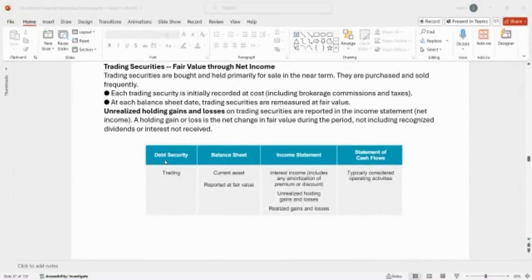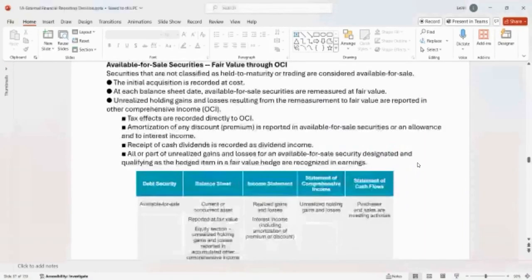With trading securities, they are represented on the balance sheet as current assets reported at fair value. On the income statement, interest income includes any amortization of premium or discount, and unrealized holding gains and losses. Unrealized gains and losses are all shown on the income statement. And on the statement of cash flows, trading will be typically considered operating activities. Then you can see that for available for sale securities, there are some differences.